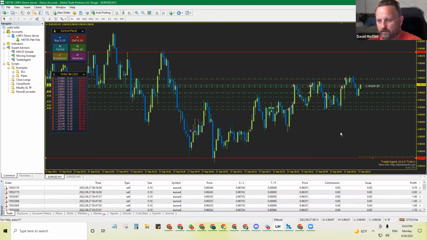All right. That was not what I wanted to do. I was hoping it was going to turn and come down and test that bottom. But now that it didn't, it's going to price cycle back up and test the top.